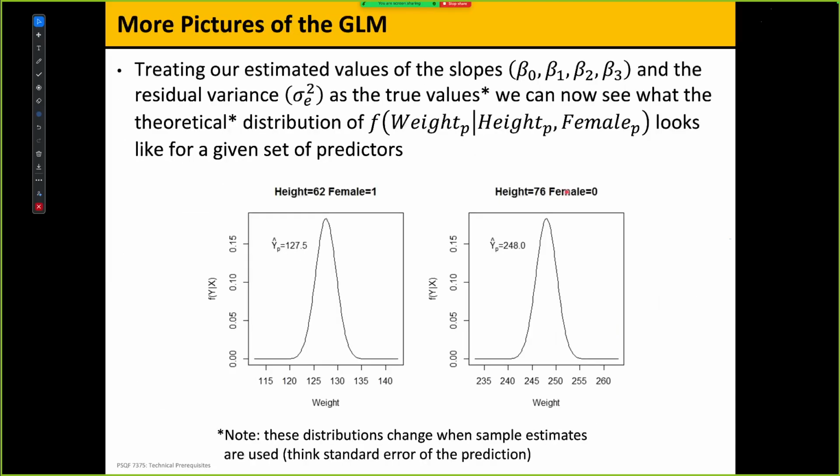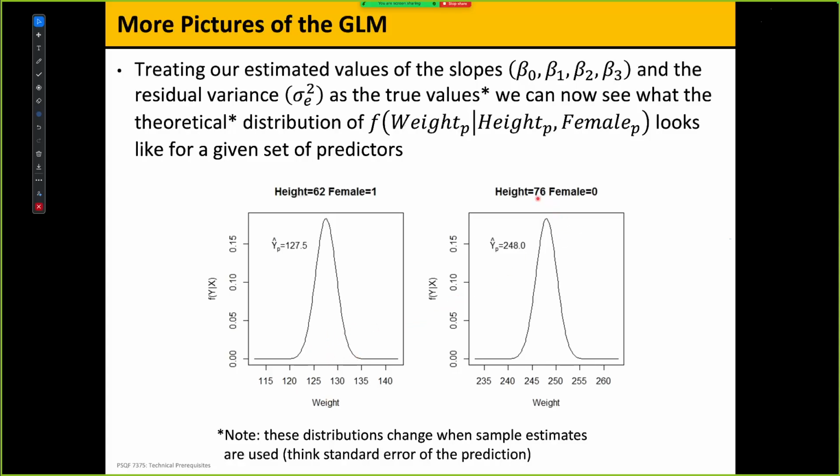All right. So treating our estimated values of the slopes and the residual variance as the true values, right? No, these distributions change when the sample estimates are used. But if we were to actually think of these as true, we could come up with a distribution for what a person's weight, given their height and whether they're male or female, looks like. If we had somebody who's 62 inches tall, and someone who declares themselves to be female, the mean of their distribution is 127.5 pounds, with a variance of sigma squared.